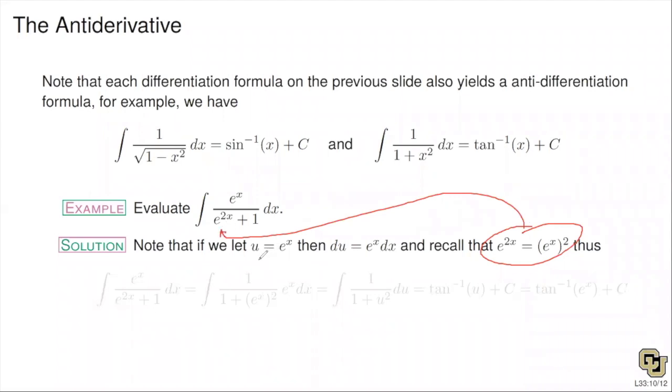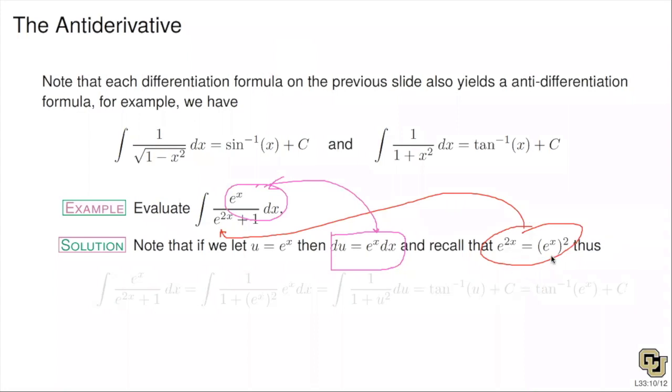And so if I let u equal e to the x, then du is e to the x dx, which is good because in the numerator, I have an e to the x dx. And so that's what's a little tricky about this problem. This e to the x in the numerator, I'm not going to replace with u. I'm going to put the e to the x in the numerator with the dx and replace it with du.